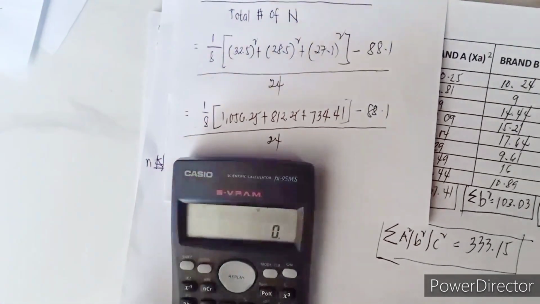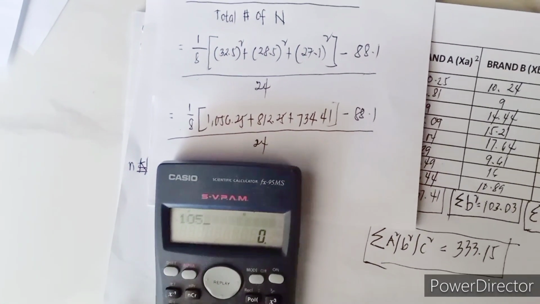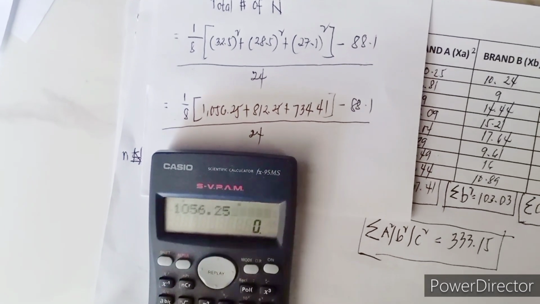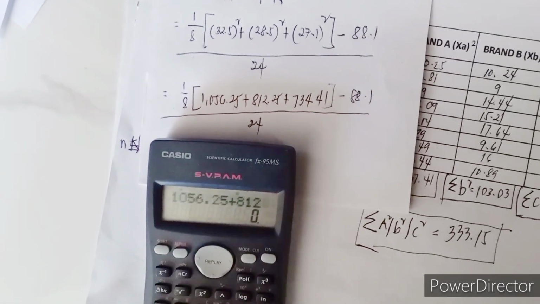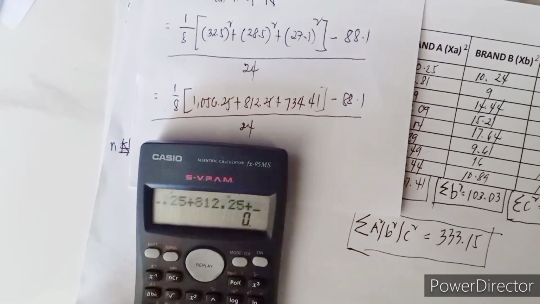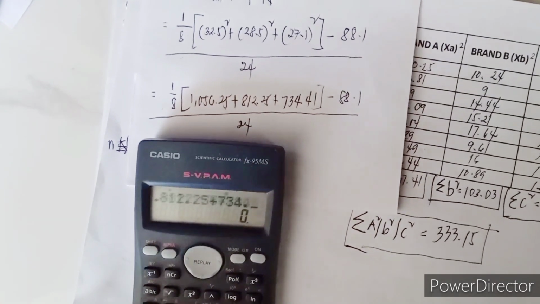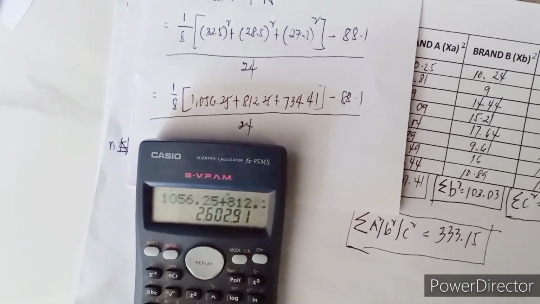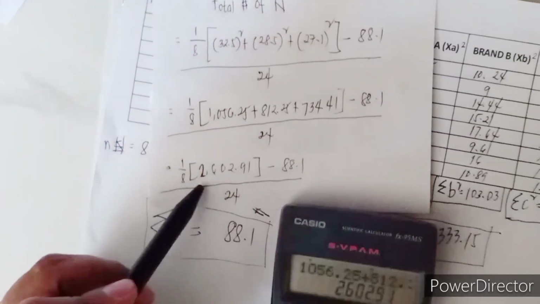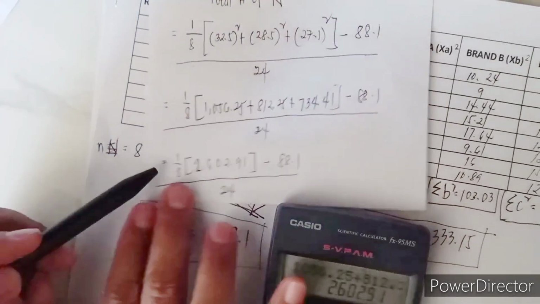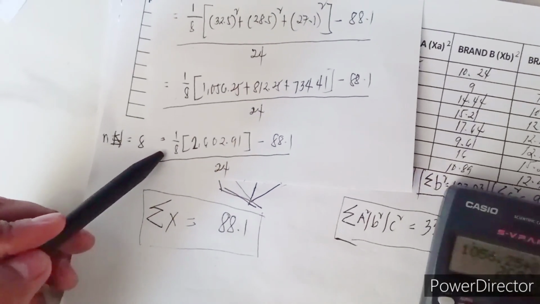Equal to, doon tayo sa loob. We have 1,056.25 plus 812.25 plus 734.41 equals. Tama, ma'am? So, we have 2,602.91. Sinulat ko na kanina. Kinopya ko lang.